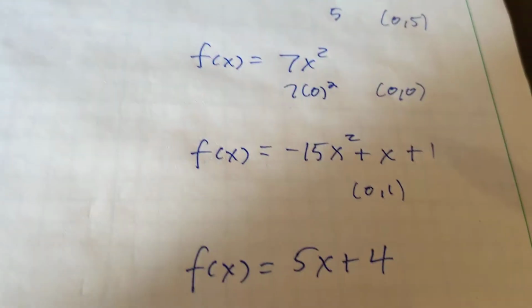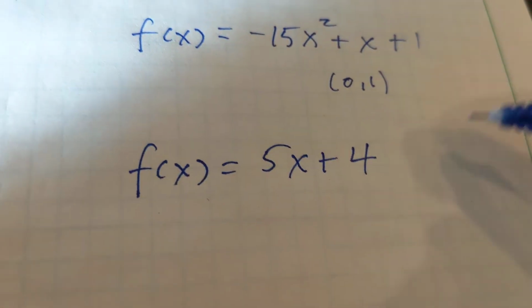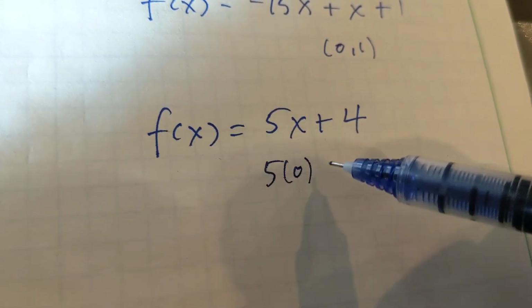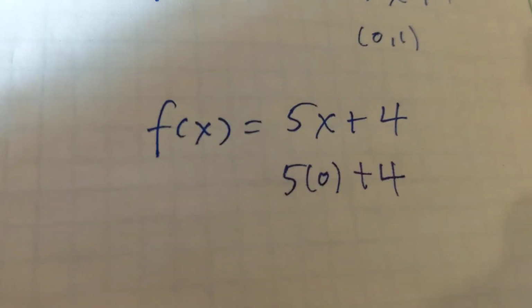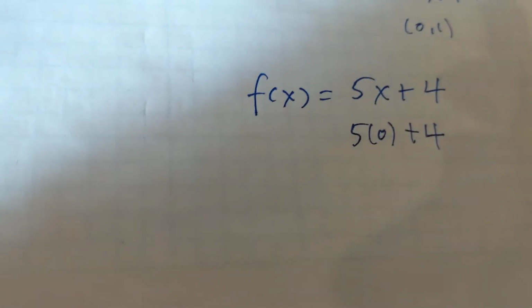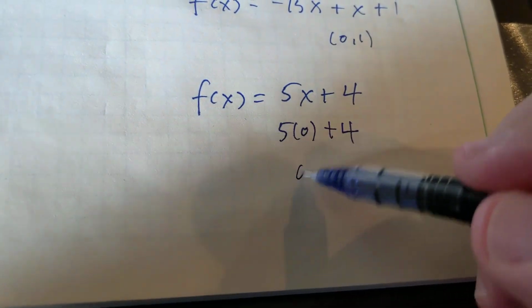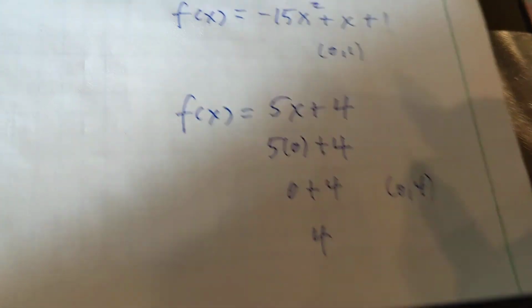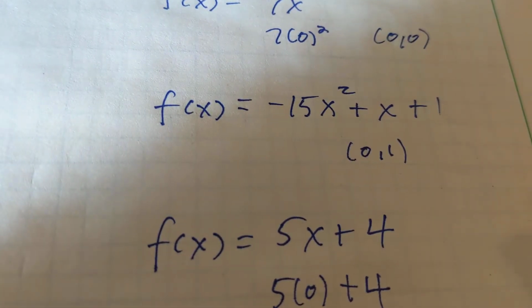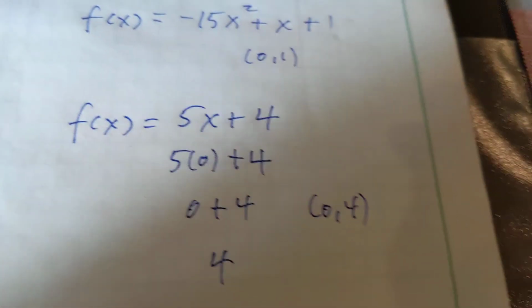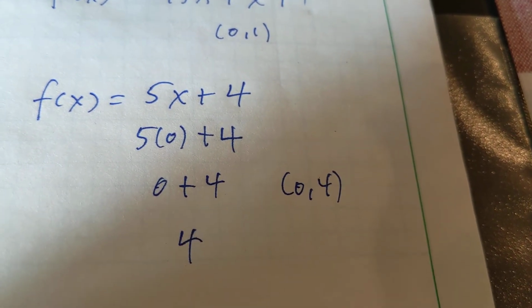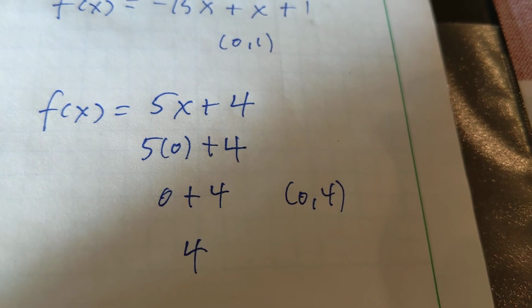So here's an example of something that's not a quadratic. So the question is, what's the y-intercept? Well, if I put 0 in x's place, 0 times 5 is 0, and 0 plus 4 is 4. So even though this is not a quadratic, it's a line, it's a linear equation, the y-intercept still has an x value of 0. So 0, 4 is the y-intercept.